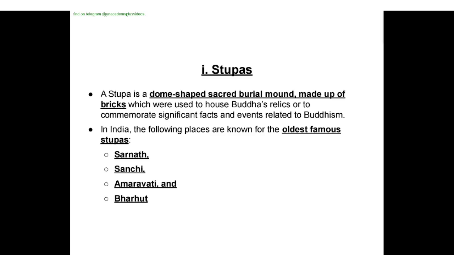Stupas. A stupa is a dome-shaped sacred burial mound made up of bricks, which were used to house Buddha's relics or to commemorate significant facts and events related to Buddhism. In India, the following places are known for the oldest famous stupas: Sarnath, Sanchi, Amaravati, and Bharhut.